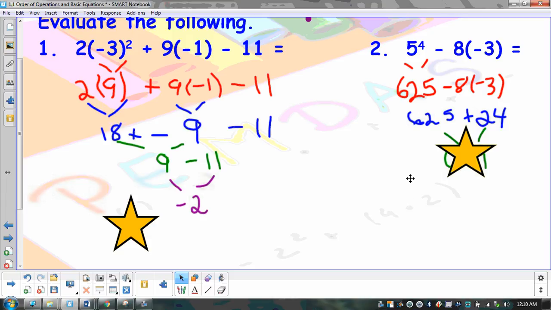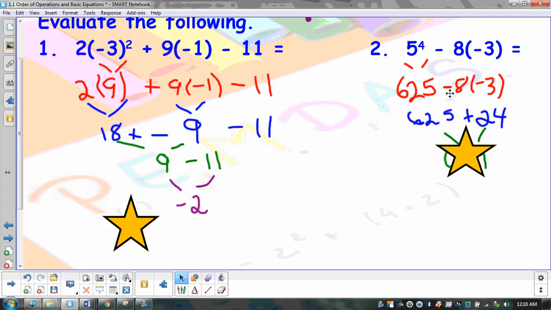Take a moment now and let's look at number 2. Again, do we have any parentheses here? These do not count because there's not an actual problem in it. So next we look for exponents. Yes, we have it right here. 5 to the 4th power means there are 4 5s. 5 times 5 times 5 times 5. That is 625. We have -8 times -3 that I rewrote. Didn't touch it because I just did my exponents first.